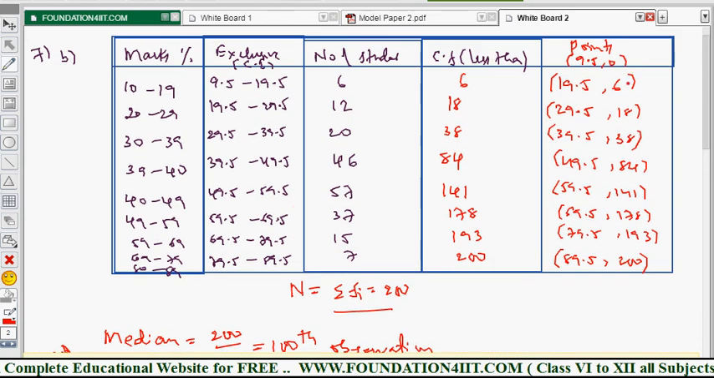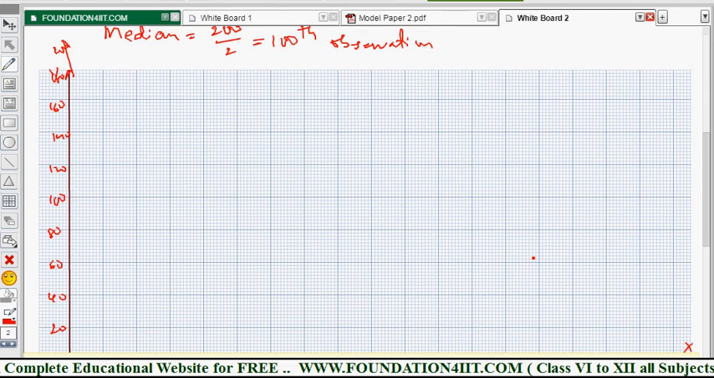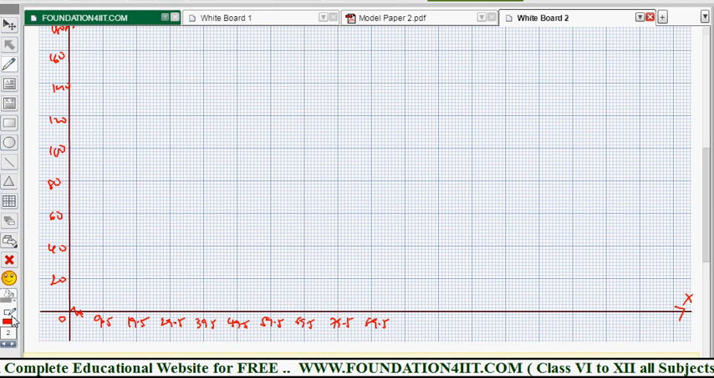That means here 19.5 comma 6 on the x and y axis, and 29.5 comma 18. If you plot these points on the same graph, 19.5 comma 6, that means 10 millimeters is 20 points. That means 1 millimeter is for 2 units. So 1 mm is equal to 2 units you can take.